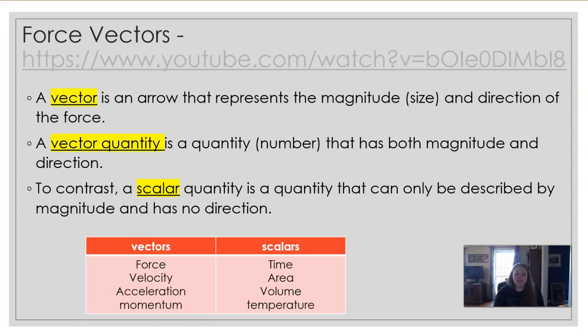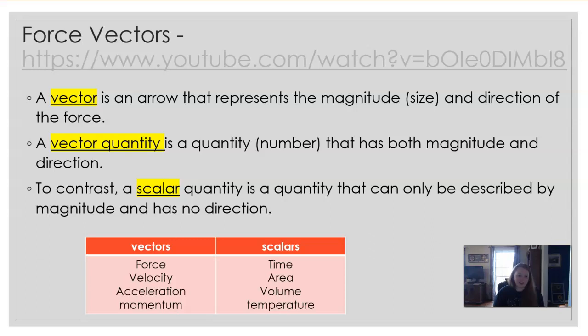So a vector quantity is just a quantity where direction is really needed to fully describe that number. On the other hand, for a scalar quantity, size is only needed. Direction is not needed. It can be described only by the magnitude. So here are some examples.